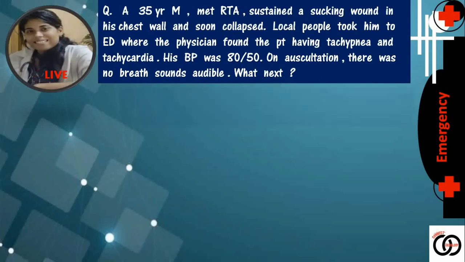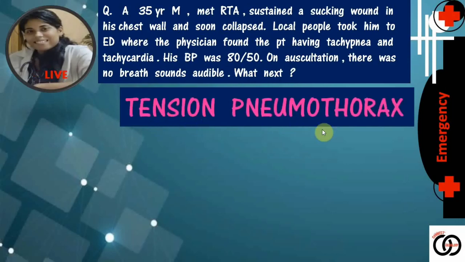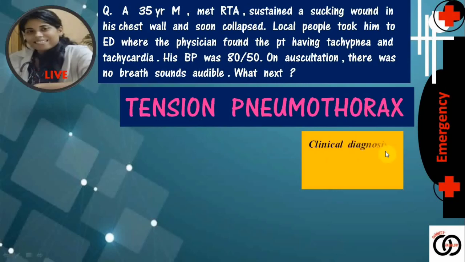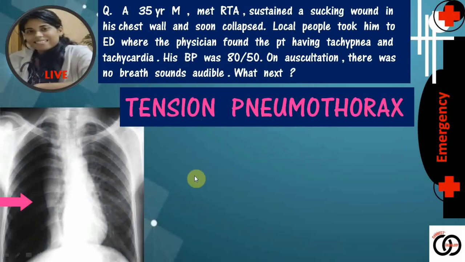Yes, the history is suggestive of tension pneumothorax. Pneumothorax is a clinical diagnosis supported by hyperresonant note on percussion and decreased breath sounds on auscultation. If we investigate the patient, we get this film. See the given chest X-ray. Can you appreciate the hyperlucent right hemithorax with absent vascular markings?